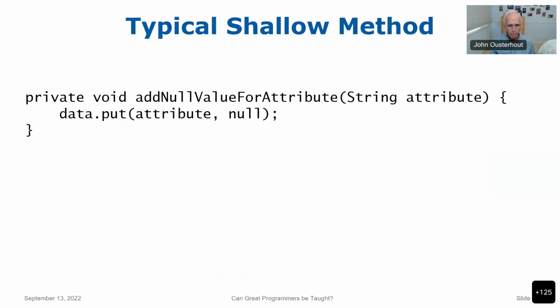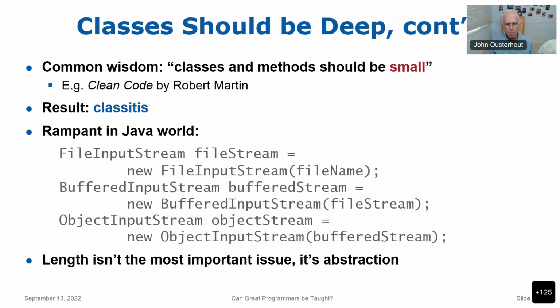Okay, so shallow method. So what's going on here? Well, the problem goes back to how we teach computer science. The common wisdom that people are taught is that classes and methods should be small, not deep, but small. For example, how many of you have at some point in your career heard somebody say, any method larger than n lines long, you should find a way to chop it up into multiple methods?